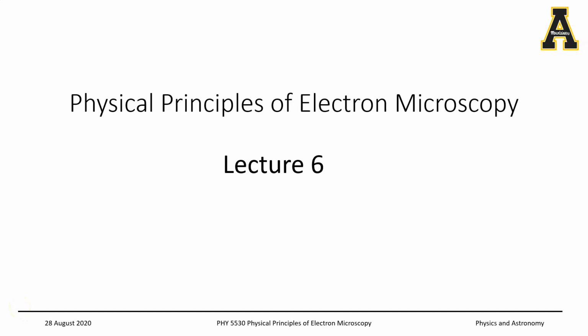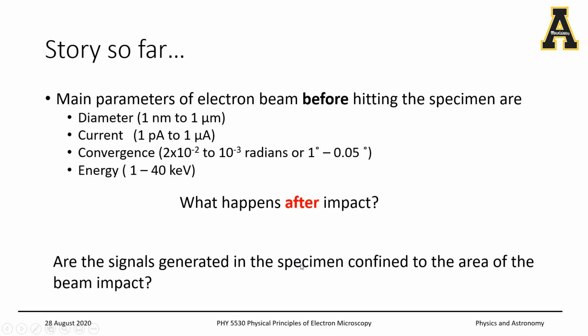Hello everyone. Today we are going to talk about the interaction of electrons with the specimen. So let's take a look at what we have learned so far. The story so far is that you have the electrons that are generated from the electron gun and they end up on the specimen with a diameter anywhere between 1 nanometer to 1 micrometer, depending on the choice of your electron gun and the focusing and the lensing that you have done in the process, right?